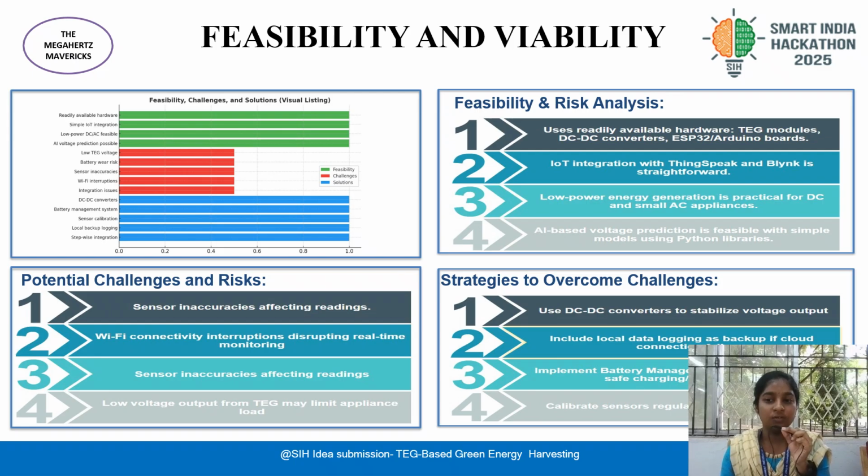In this project the output is DC, so we are using an inverter to convert DC to AC. We are using a Python library for AI-based voltage prediction. The challenges in this project are sensor inaccuracies, because a slight error in these sensors affects the accuracy of the data, and Wi-Fi connectivity interruptions. With changing climate, Wi-Fi connectivity gets blocked.